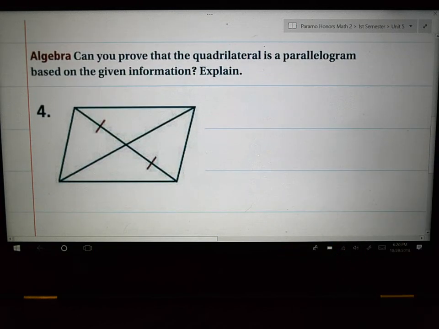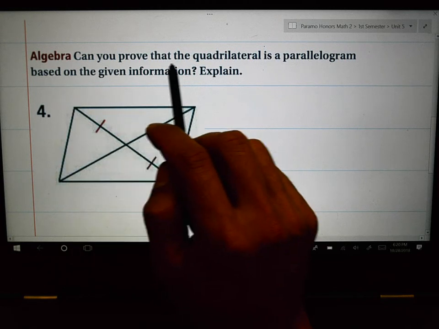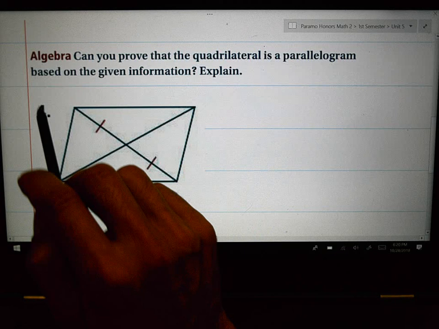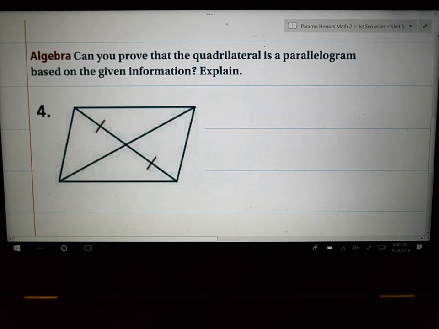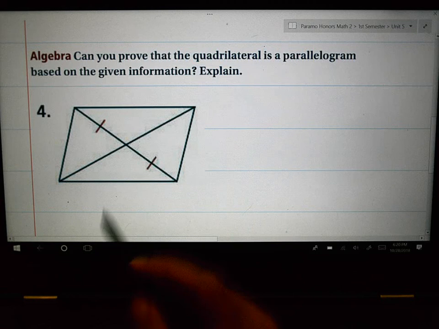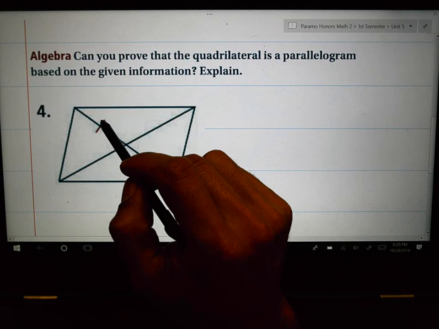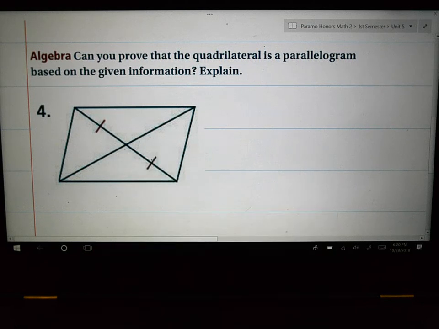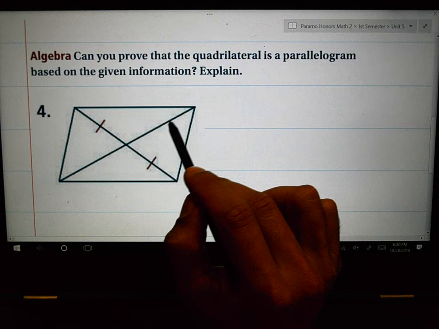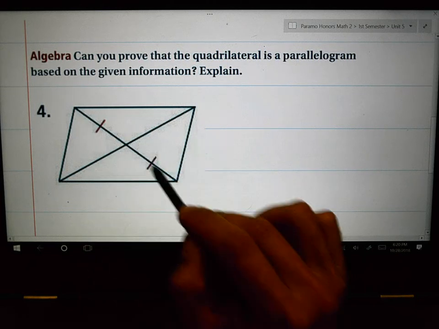going to do together. Number 4 in your book. If you would like to get your book out and open, feel free to do so. We can do this together. It states, can you prove that the quadrilateral is a parallelogram based on the given information? Explain. So I look at this and I say, ooh, it looks like a parallelogram, but the only information given is that this is congruent to this. Ooh, okay. This diagonal bisects this diagonal.